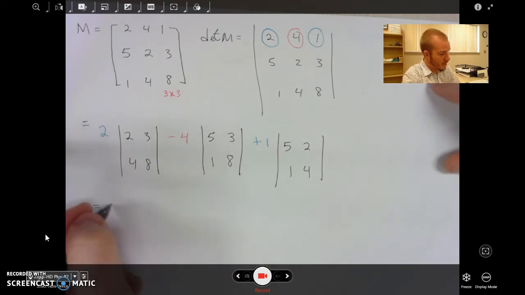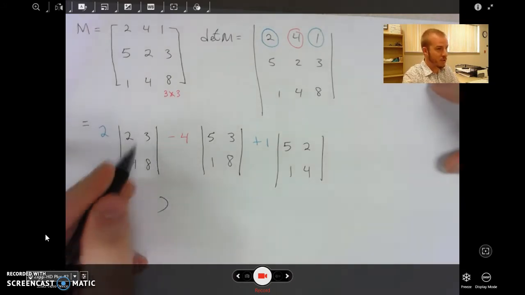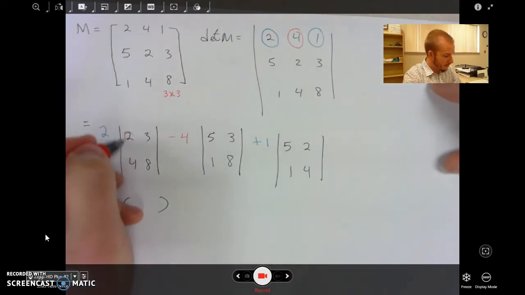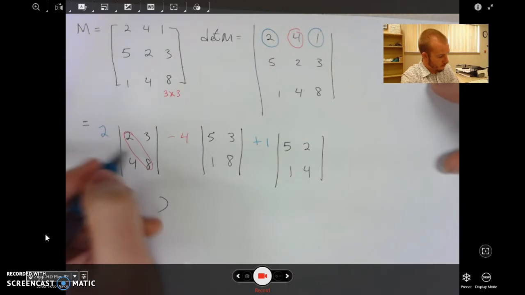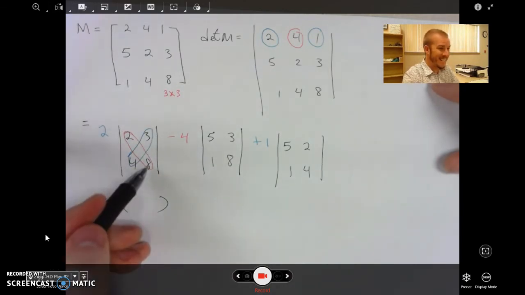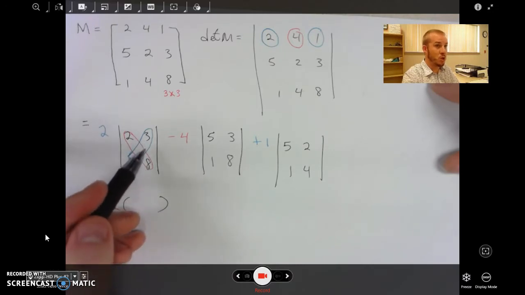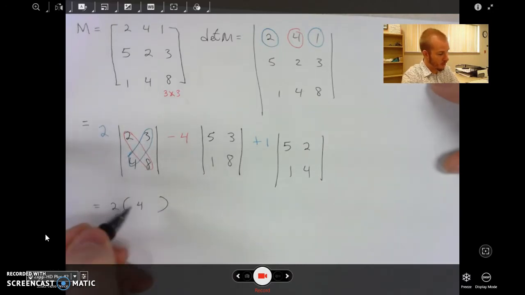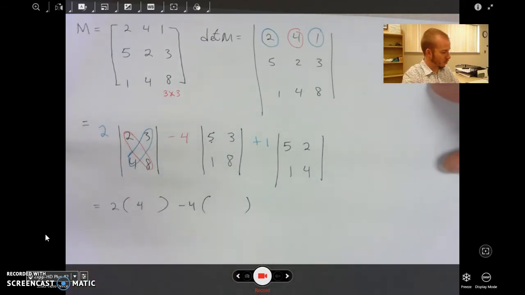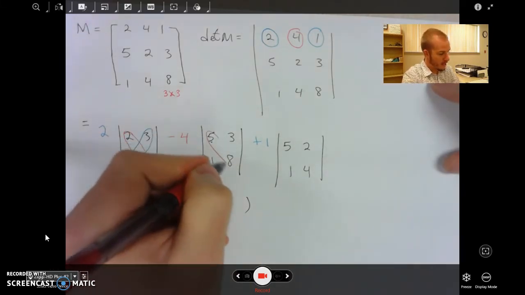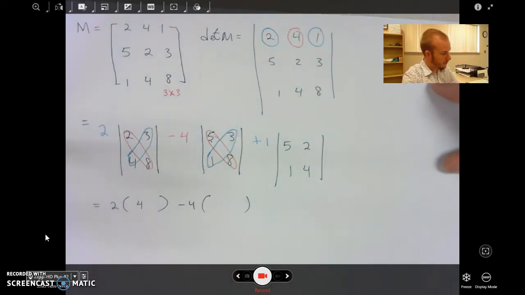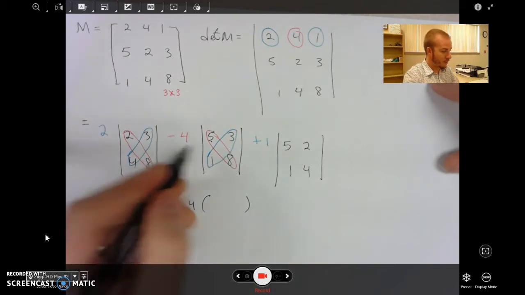So we're going to get 2 times the determinant of this matrix here. Well, it's going to be 2 times 8 minus 4 times 3. Okay, well, 2 times 8 is 16, minus 4 times 3 is 12, so 16 minus 12 is going to be 4, and this will become minus 4 times the determinant of this matrix, which is going to become 5 times 8 minus 1 times 3. Well, 5 times 8 is 40.